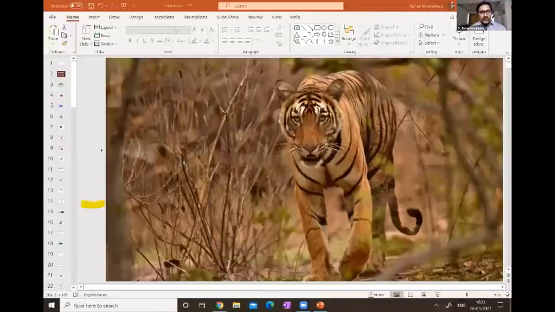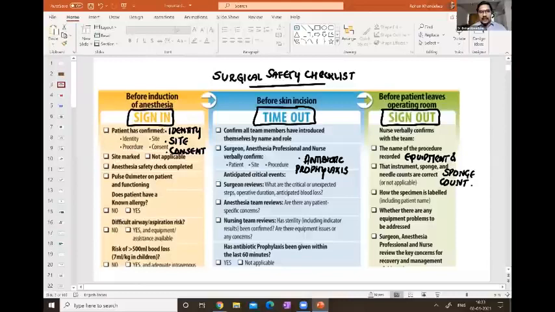Now, the first image which I want to discuss in general surgery is the surgical safety checklist. I've covered this many times previously. In the surgical safety checklist, you should know that there are 3 main key aspects. This is to improve patient safety. You have the sign in phase, you have the timeout phase, and you have the sign out phase. These are the 3 phases which are there.